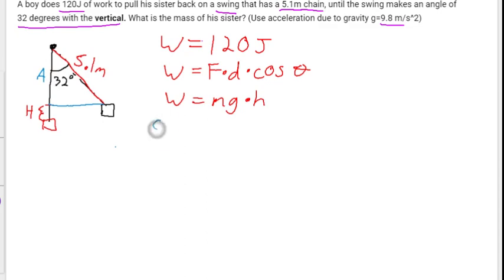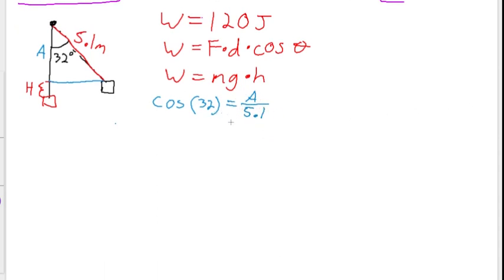We know that cosine of our angle, so cosine of 32 degrees, is equal to adjacent over hypotenuse. The hypotenuse is 5.1 meters. So in order for us to solve for the adjacent, we're going to multiply 5.1 over. We get 5.1 times cosine of 32 is equal to our adjacent side. If we plug this into our calculator, 5.1 cosine 32, I end up with 4.33 meters. So my adjacent side is going to equal 4.33 meters.